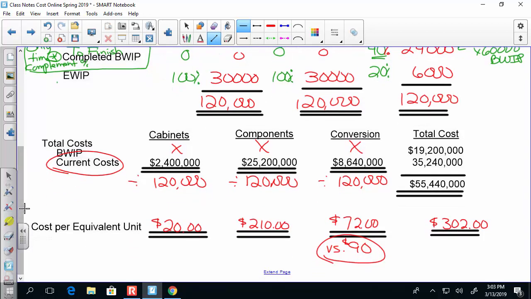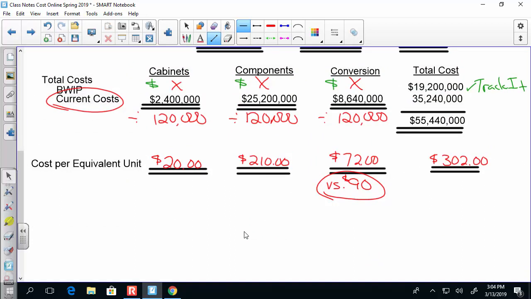And then remember with FIFO, we don't include the beginning cost in our cost per equivalent number, but we still have to track it, right? We still have to keep it in our total, so that's why the 19,200,000 is there. And then I divide out the cost by the equivalent unit, and then come up with a cost per equivalent unit.